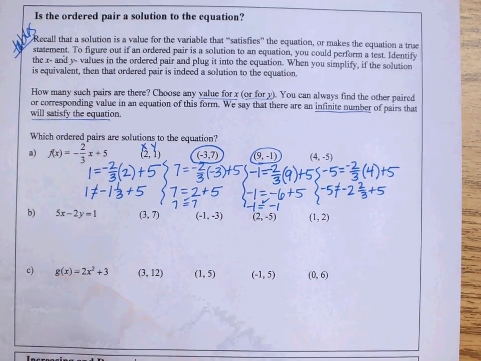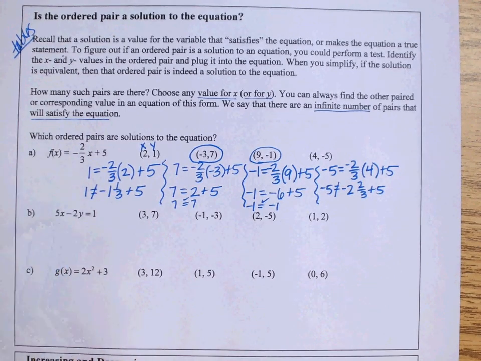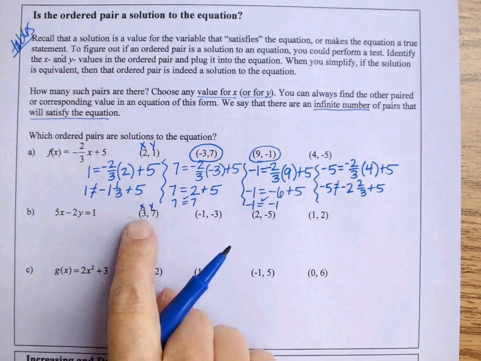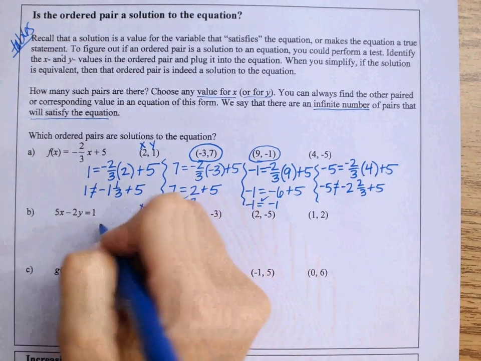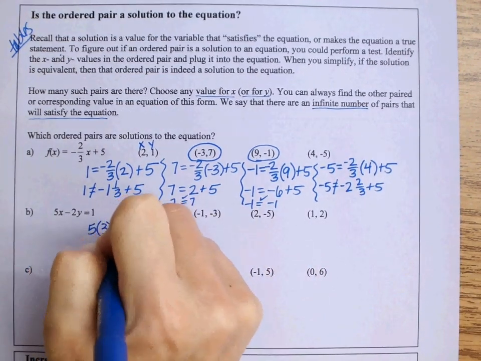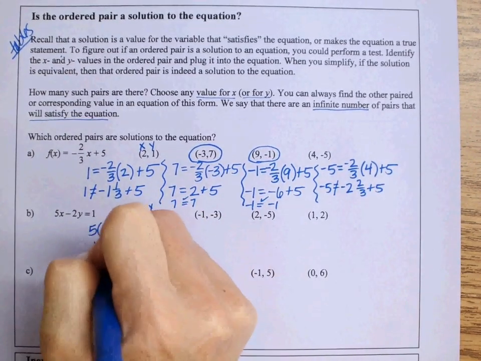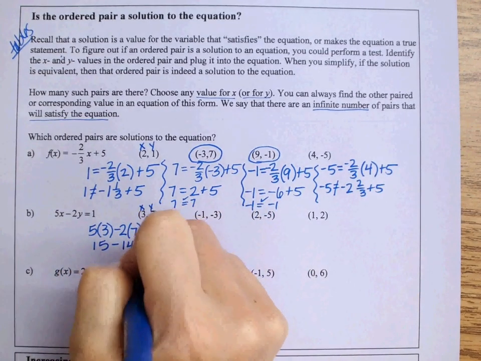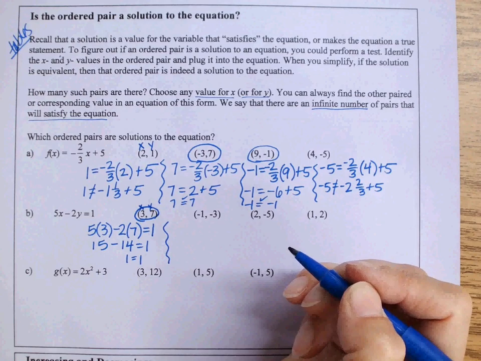Okay, let's try this one more time for B. So for B, this time I give you the equation in standard form. Notice in A, I gave it to you in slope-intercept form. So here we have standard form. Again, my ordered pairs are x, y, and I'm going to substitute the 3 in for x, 7 in for y, and I'll do the same for the rest of the ordered pairs. So that will be like 5 times 3 minus 2 times 7 equal to 1. And then I just simplify. 5 times 3 is 15, 2 times 7 is 14, and so 15 minus 14 is 1, so 1 equals 1. This first one is a solution to the equation.